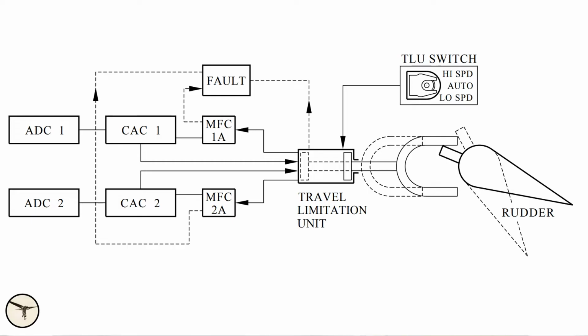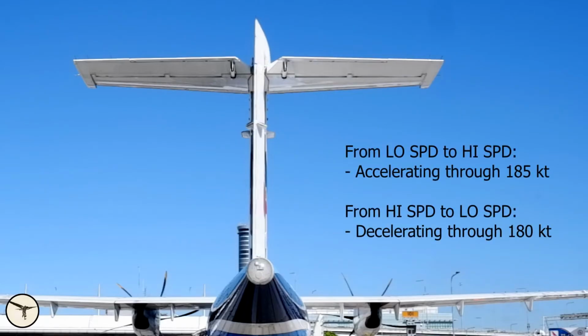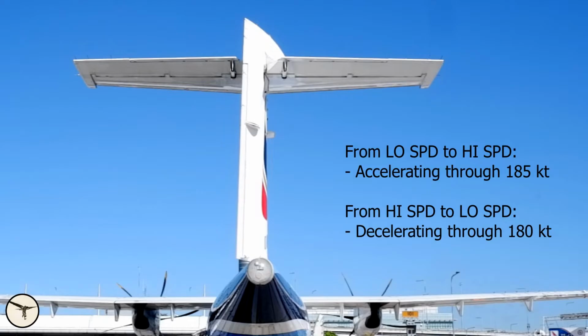The drawing in the FCOM is misleading, as it appears that the rudder might be left with full deflection if high speed mode is engaged with full rudder deflection. Thankfully, this is not the case. At low speed, the TLU is open like this and allows for full rudder deflection. At high speed, it closes like this, restricting the movement of the rudder. This is the full movement of the rudder in low speed.